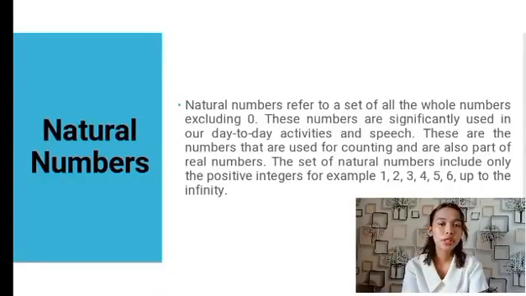Second question. Blank numbers are counting numbers. The answer is natural. Natural numbers refer to a set of all the whole numbers excluding 0. These numbers are significantly used in our day-to-day activities and speech. These are the numbers that are used for counting and also a part of real numbers. The set of natural numbers includes only the positive integers, for example, 1, 2, 3, 4, 5, 6, up to infinity.